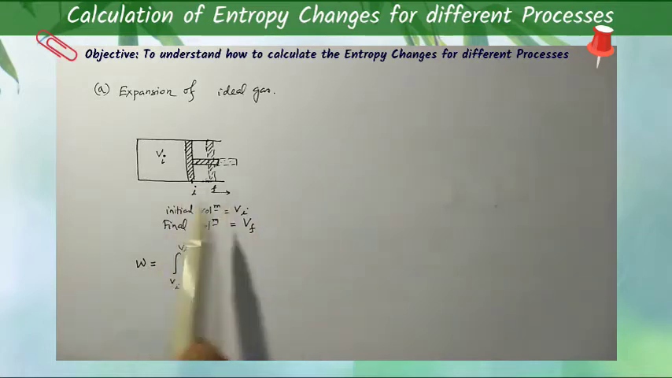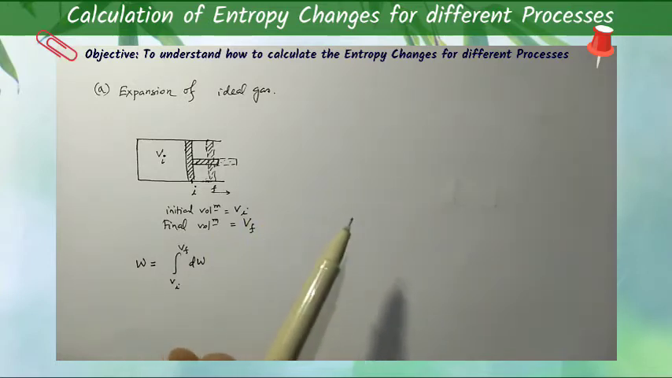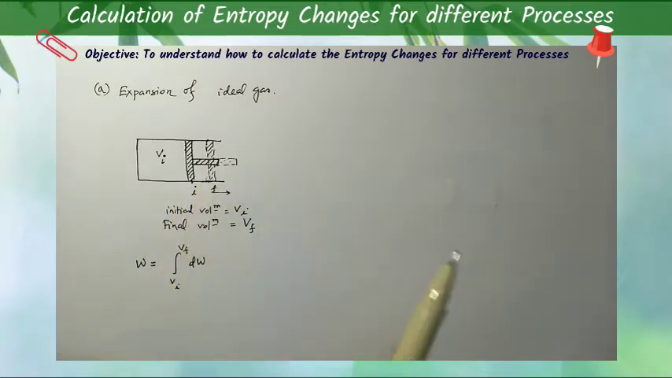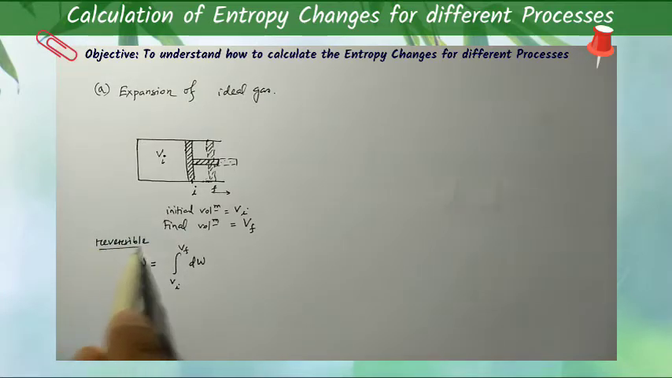If the process is reversible, that means the expansion occurs infinitesimally. The volume will increase infinitesimally. Understand? That's why we can write the dW. So let's suppose this process is a reversible process. The work done by the system is also reversible work, so this W represents the reversible work.